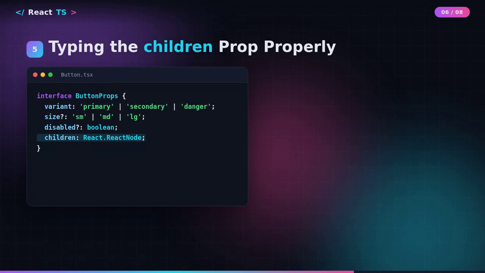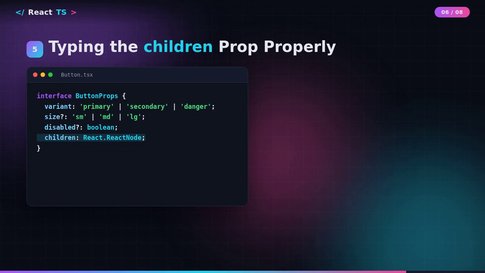Step 2. Fix it with a discriminated union. Interface ImageCardProps: type: 'image'; imageUrl: string. Interface TextCardProps: type: 'text'; text: string. Type CardProps is ImageCardProps or TextCardProps. Function Card(props): if props.type equals 'image', return an image with source props.imageUrl. TS knows imageUrl exists here. Otherwise return a paragraph; text exists here.